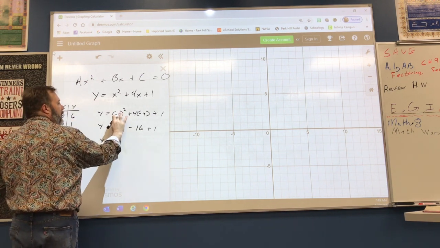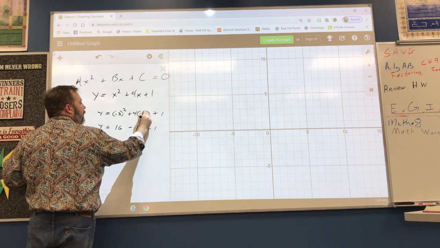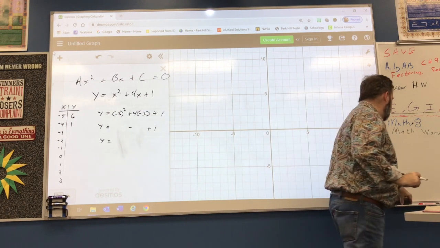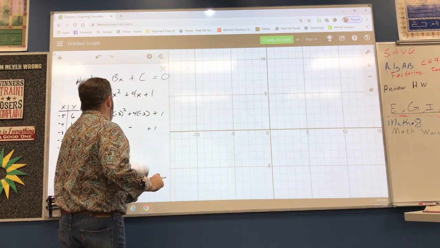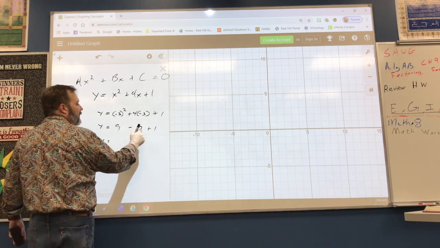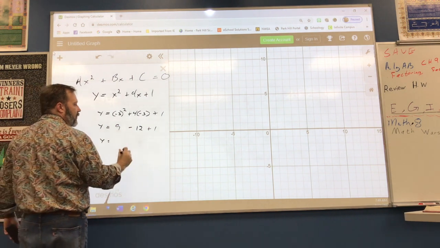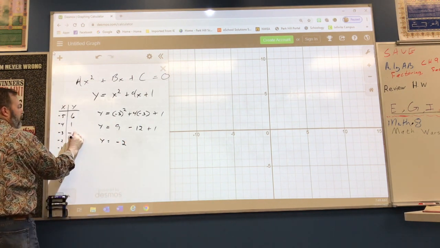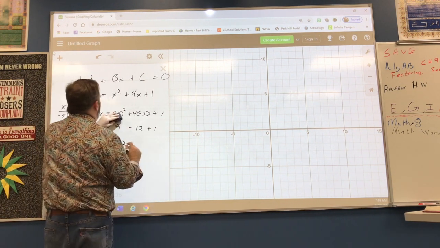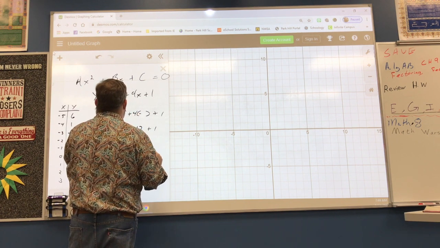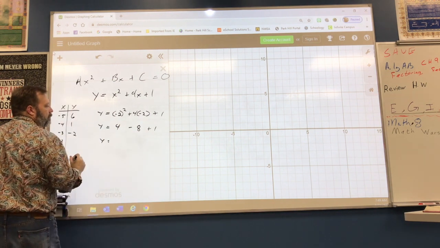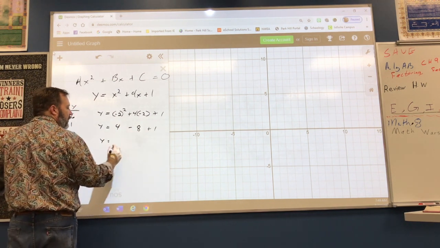All right, I do -3. I'll put -3 in there. I grab my eraser really fast, smudging up the board too much. Okay, -3 squared is 9. 4 times -3 is -12. 9 minus 12 is -3, and -3 plus 1 is -2. I'll put my -2 over there. Okay, I'm going to continue with these, moving right along. So 4 minus 8, negative 4 plus 1, negative 3.